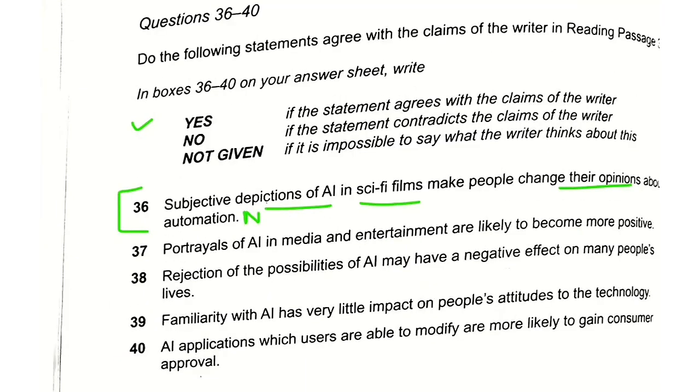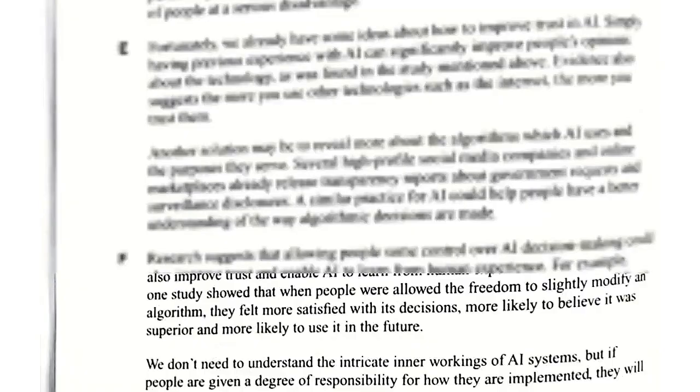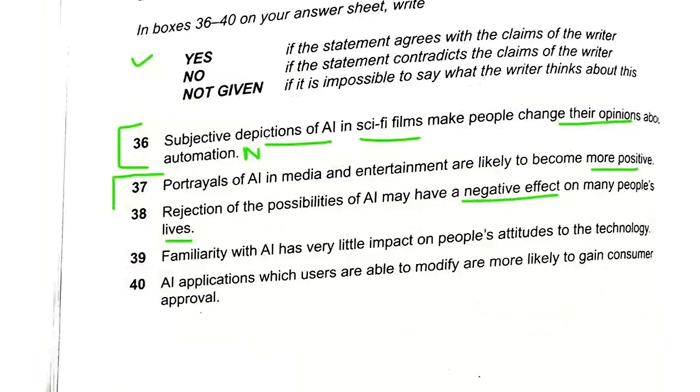Now we'll be reading the next question. Rejection of the possibilities of AI may have a negative effect on many people's lives. This is clearly mentioned in the passage. You can see here that refusing to accept the advantages offered by AI could place a large group of people at a serious disadvantage. So the answer is yes, and here it is not given.